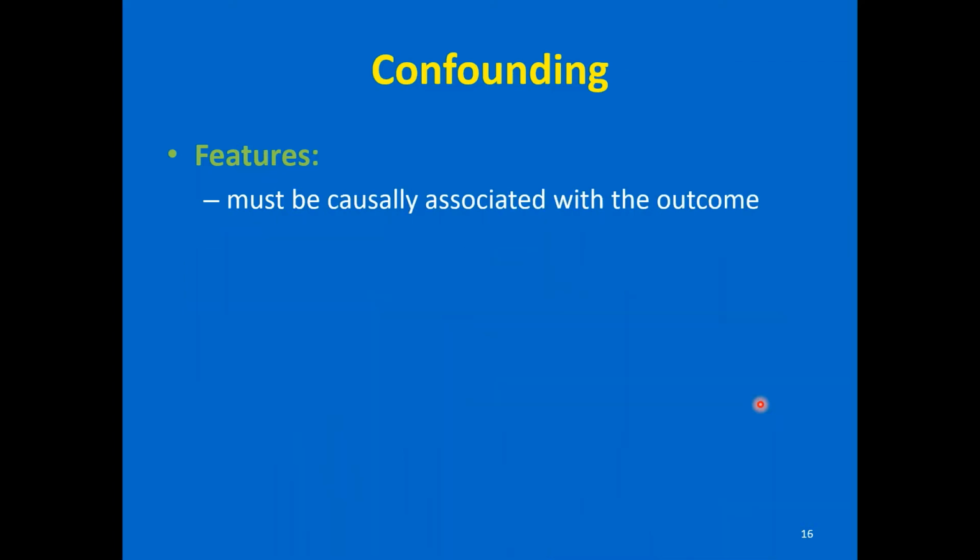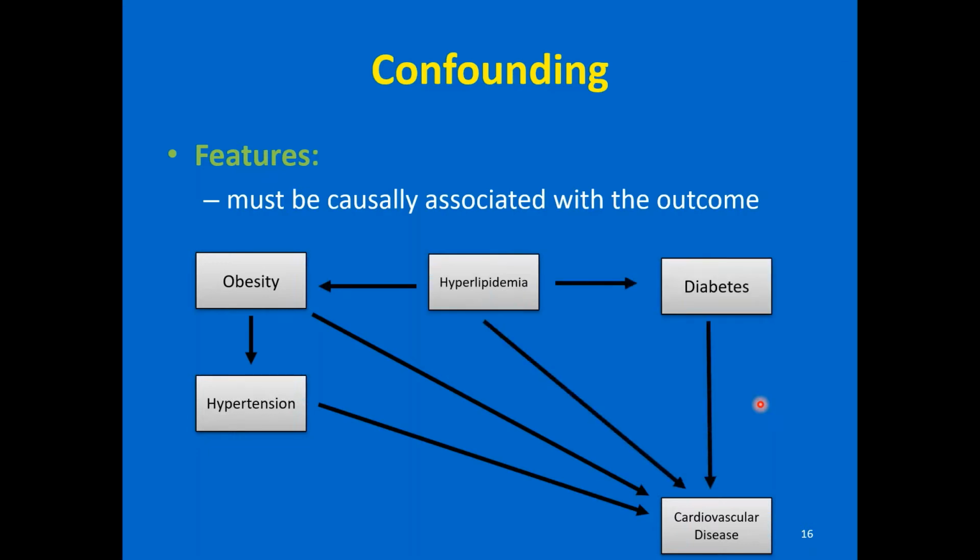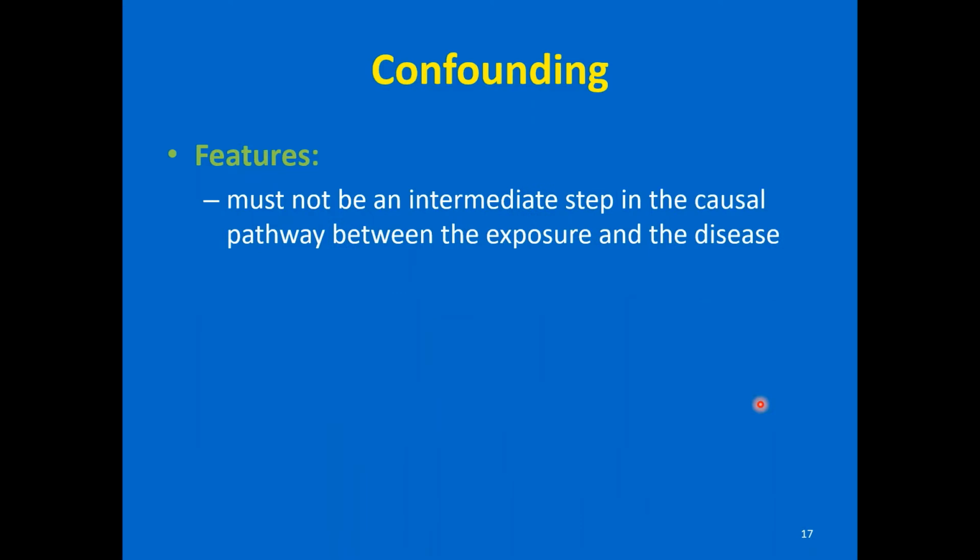It must be causally associated with the outcome. So here we can look at hyperlipidemia and cardiovascular disease. And hyperlipidemia for the association between diabetes and cardiovascular disease, it's also causally associated. And then lastly, it must not be an intermediate step in the causal pathway between the exposure and the outcome or the disease. This association makes this variable, instead of being called a confounder, be called a mediator.